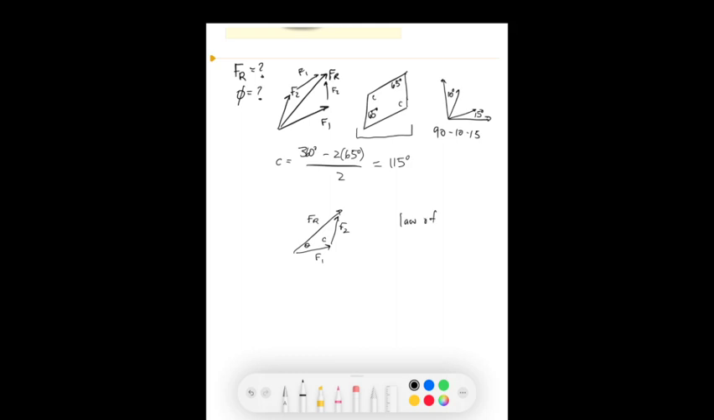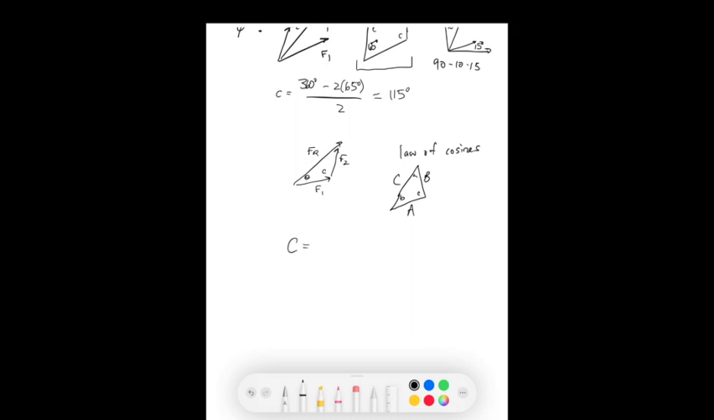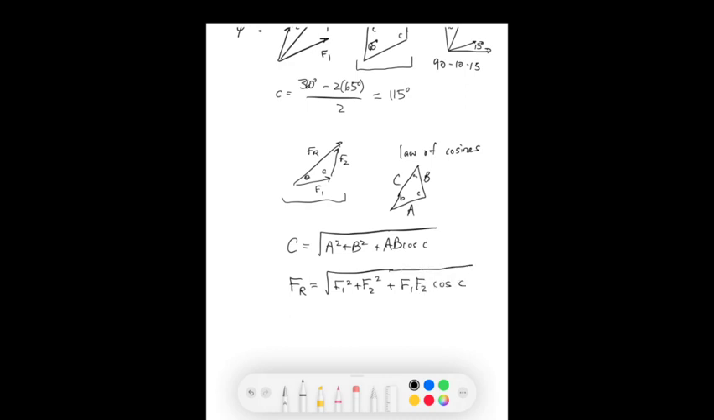So the law of cosines says that in a triangle, we have sides A, B, and C. We know that the length of C is equal to the square root of A squared plus B squared plus AB cosine of C. And if we look at our diagram here, we see that the resultant force, FR, is equal to the square root of F1 squared plus F2 squared plus F1 F2 cosine of C.